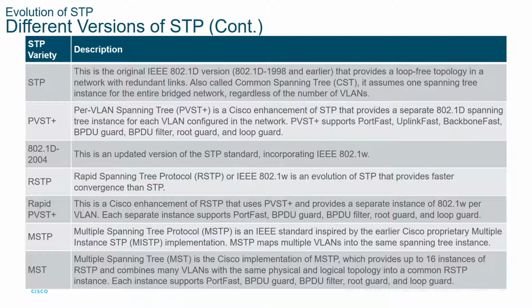So Multiple Spanning Tree, that's the Cisco implementation of the Multiple Spanning Tree Protocol, and that provides up to 16 instances of Rapid Spanning Tree Protocol and combines many VLANs with the same physical and logical topology into a common Rapid Spanning Tree Protocol instance. Each instance supports PortFast, BPDU guard, BPDU filter, root guard, and loop guard. So there's been lots of work in the spanning tree protocol essentially.